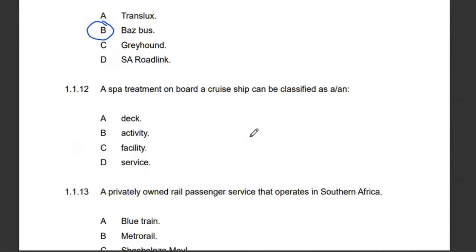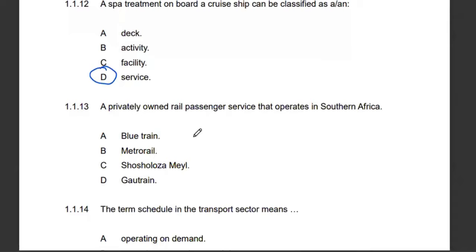So the next question, 1.1.12, a spa treatment on board a cruise ship is classified as a service. You are receiving a service in exchange for money. So it is classified as a service.